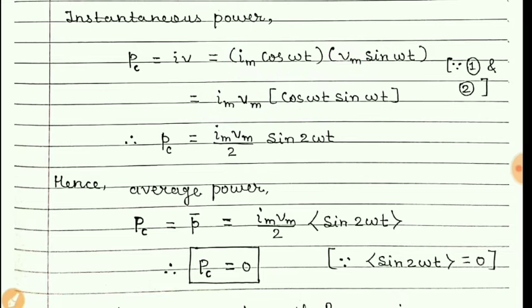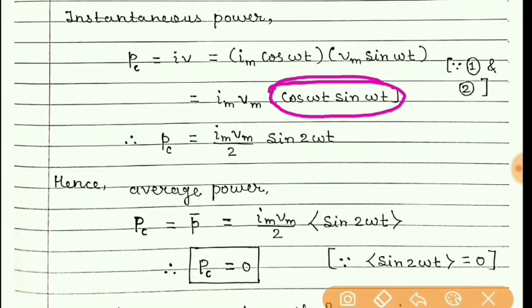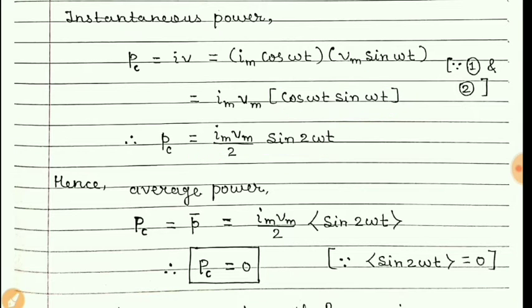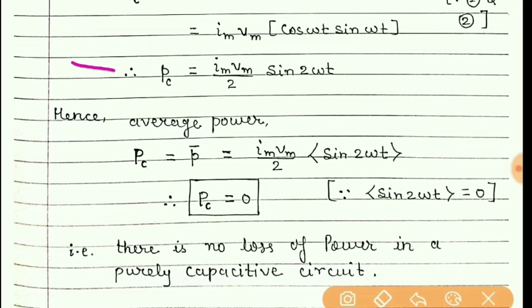Now students, applying the trigonometric formula, which we also applied for the circuit consisting of an inductor in our previous lecture, the same formula we are going to apply here also: cos omega t into sin omega t is equal to half of sin 2 omega t. So this 2 is here for that. Now this is the instantaneous power.